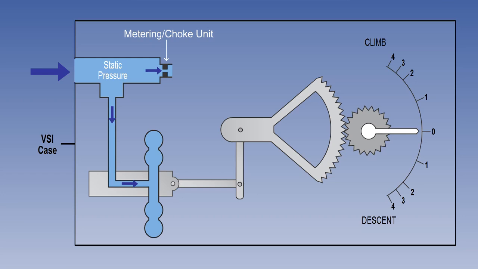To achieve this, static pressure is directed through a capillary tube and an orifice in the restrictive choke of the metering unit. The effects of the static pressure in both these components combine to self-compensate for pressure variations with altitude and temperature, thereby giving a near consistent indication of rate of climb or descent, whatever the altitude or temperature.